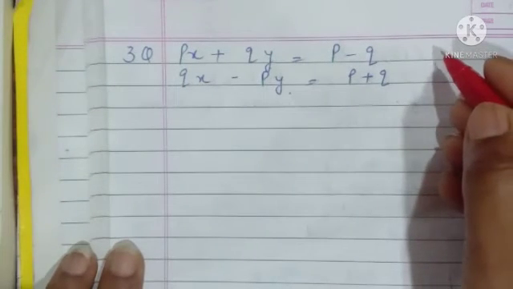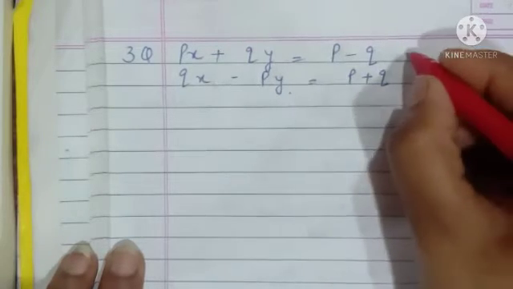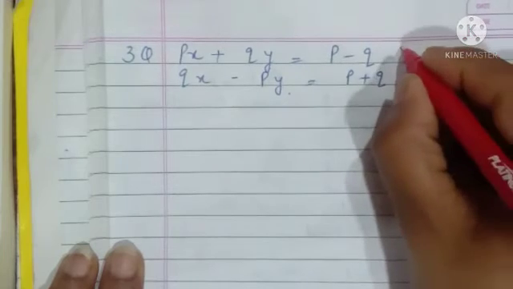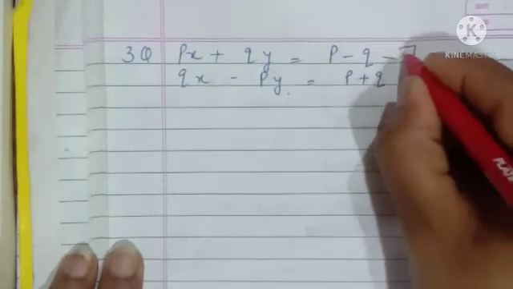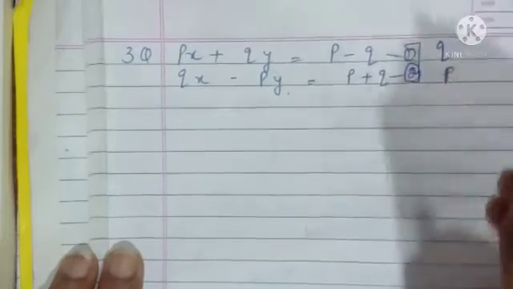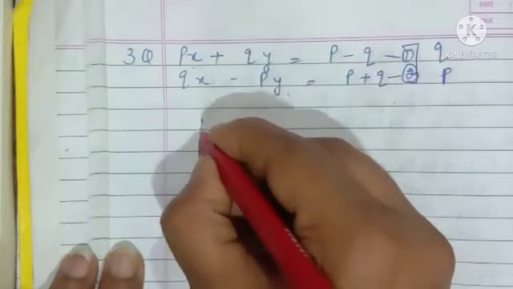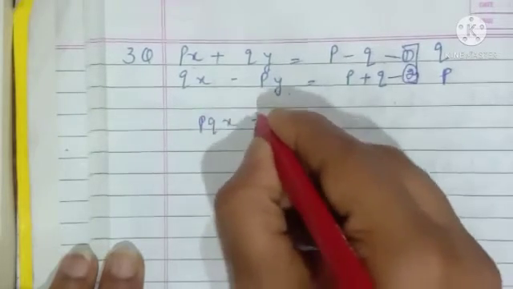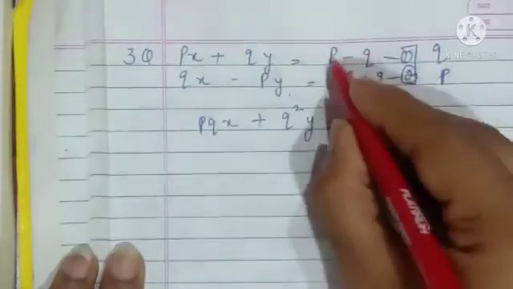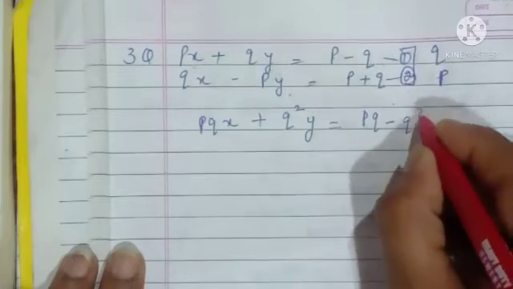Let us simplify this equation with the method of elimination. I have to equalize the coefficients either of x or y. So equalizing them, I will multiply equation number 1 with q and equation number 2 with p. By multiplying the first equation with q, I get p into q into x plus q into q is q square into y is equal to p into q is pq minus q into q is q square.